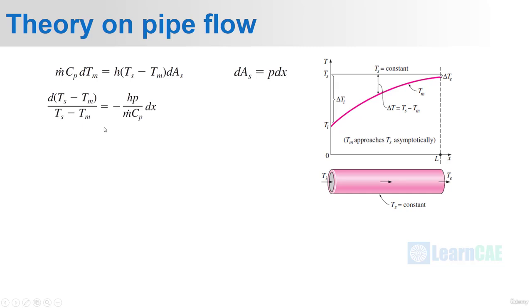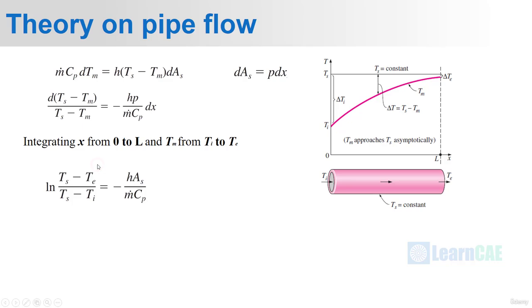Next we shall integrate this differential equation. Integrating x from 0 to L and Tm from Ti to Te, we get ln of (Ts minus Te) divided by (Ts minus Ti) is equal to minus h into As divided by m dot Cp. As represents the cylindrical surface area. Further, we can rewrite this equation as (Ts minus Te) divided by (Ts minus Ti) is equal to exponential of minus h As by m dot Cp. So if you know the inlet temperature, the surface temperature and other parameters like h, A, mass flow, Cp, we can calculate the exit temperature using this formula.